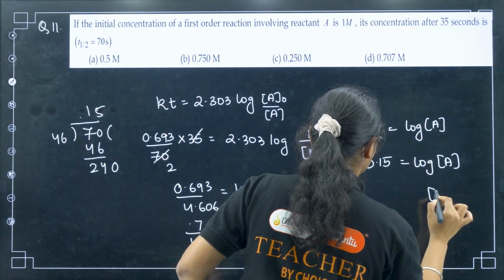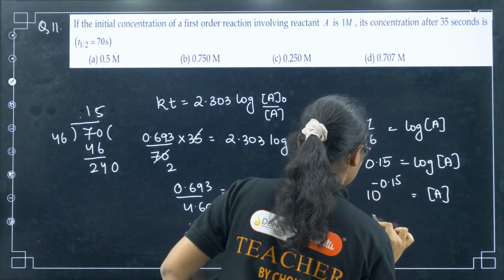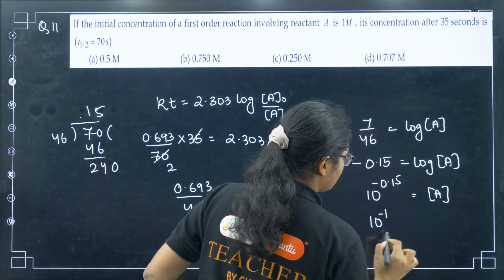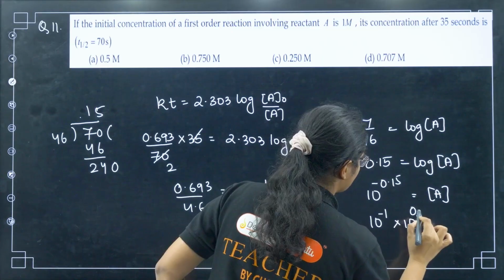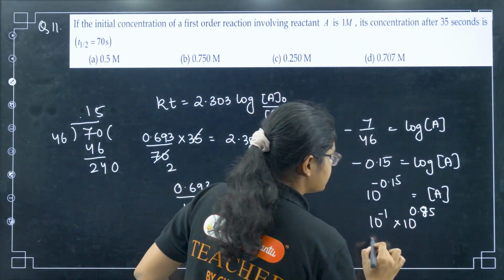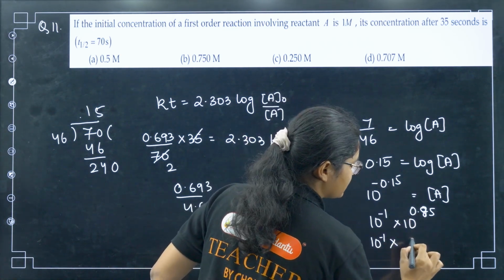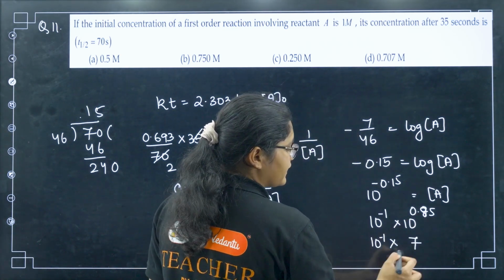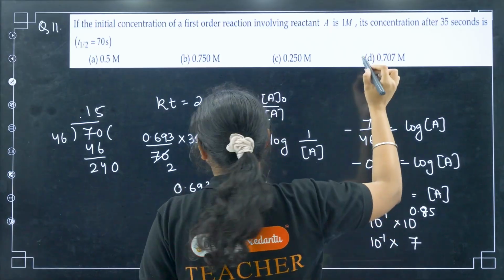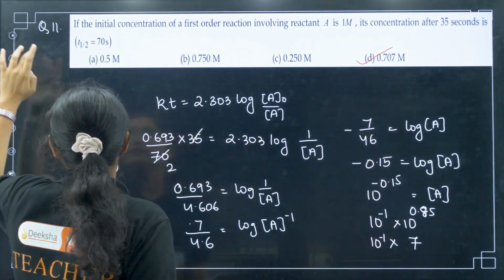Then what will be the value of A? A will be equal to 10 to the power of minus 0.15. I can write it as 10 to the power of minus 1 into 10 to the power of 0.85. Now 10 to the power of 0.85 is the log 7 value, so I will get something around 0.70. So my answer for this question will be option number D.